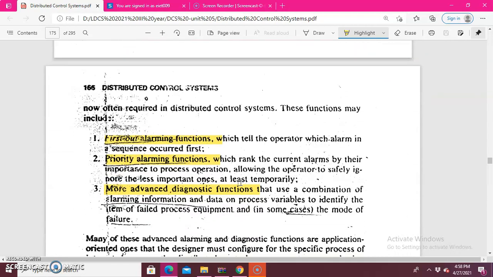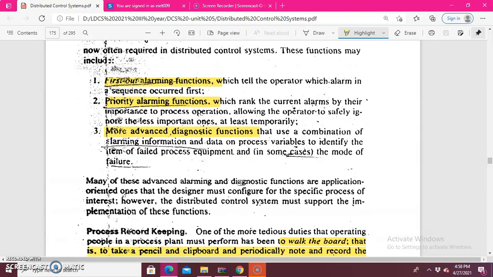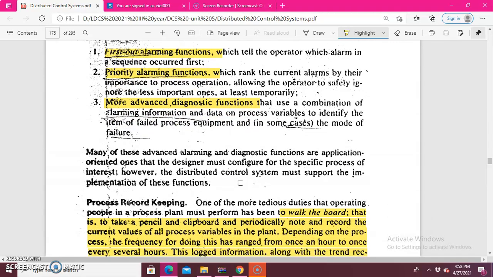Then, coming to the functions for the diagnostic purpose, how do they communicate? The first one is first alarming, that is, only the first sequence of alarm, then prioritized alarm, then advanced alarm. Based on these three operations, they can rank the information and it will be communicated to the operator.